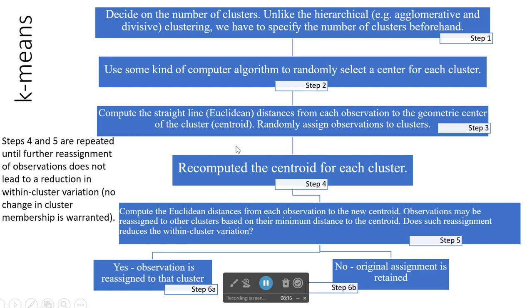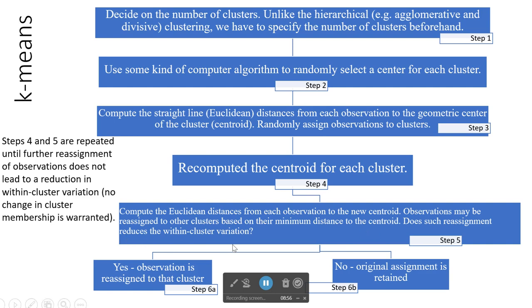So, after that, we recompute the centroid for each cluster after we compare the distances. And after we have a new centroid, we compare the distance again to the new centroid, and some observations may be reassigned to a different cluster based on their minimum distance to the new centroid.